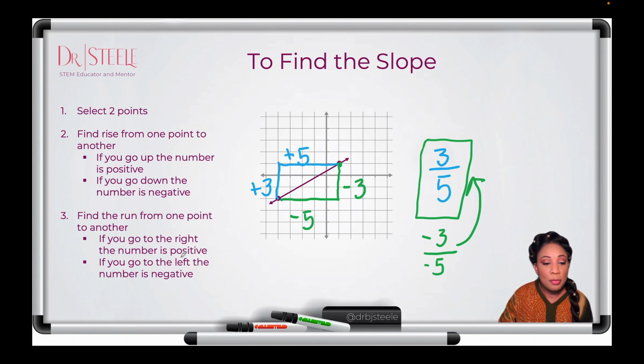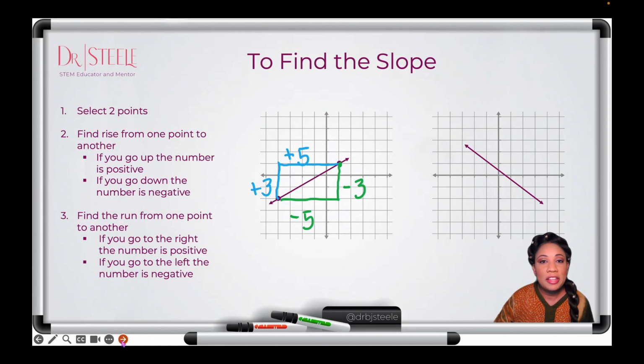You just need to remember, if you go up, it's positive. To the right, it's positive. Now, I typically just have students go up or down and then always to the right. It just helps with not getting confused on which way to go.